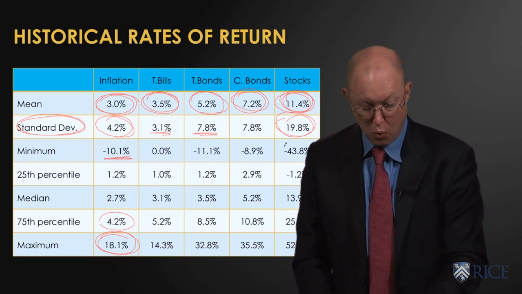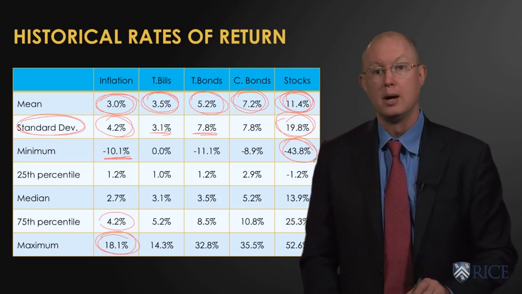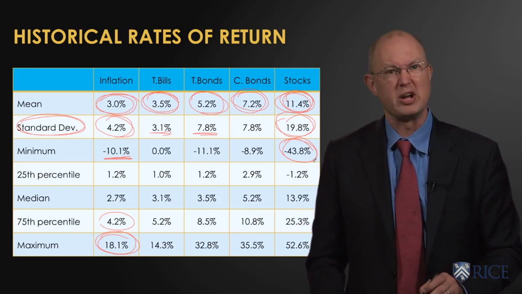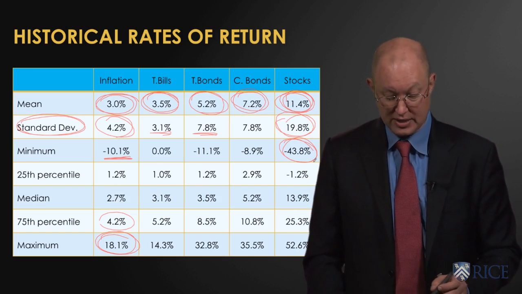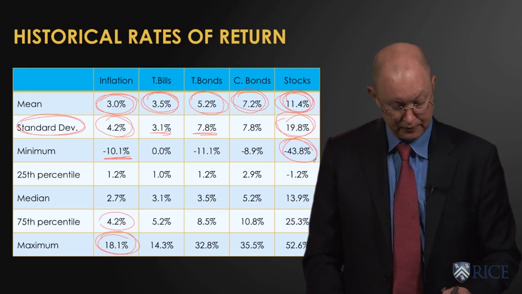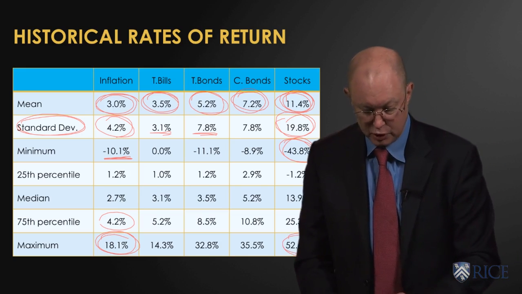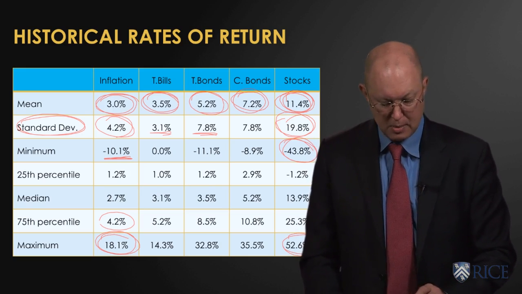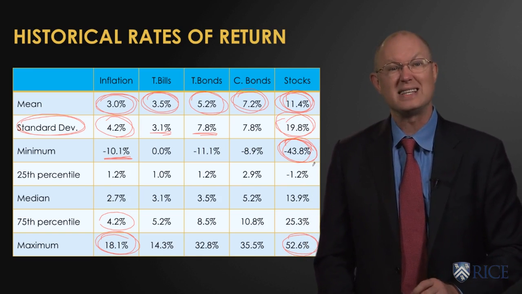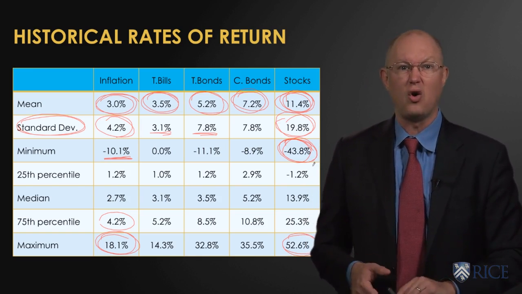In fact, the minimum 1 year, the stock market went down 43%. That was at the start of World War II. That's a really big hit. In fact, 25% of the time, the stock market was way down. The maximum return was 52%. The minimum return, minus 43%. Those are terrible returns. That stock market line wiggles an awful lot.